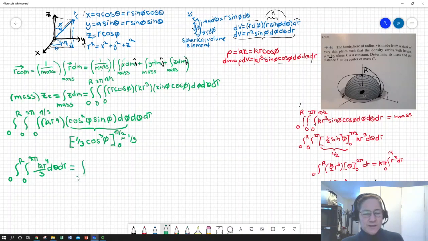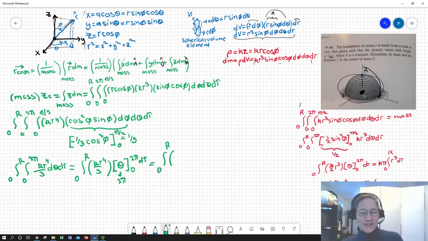So we can express this as 0 to r of k r to the 4th over 3, all a constant from the standpoint of theta. Theta evaluated between 0 and 2 pi, which of course is just 2 pi. So we're down to one integral only.